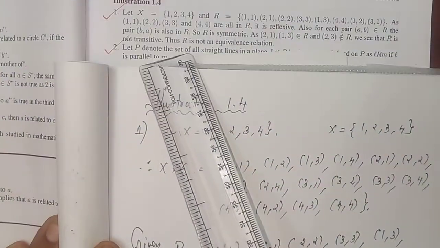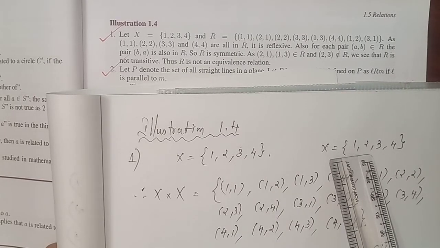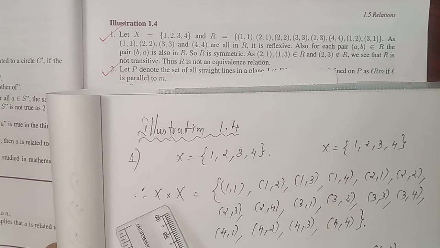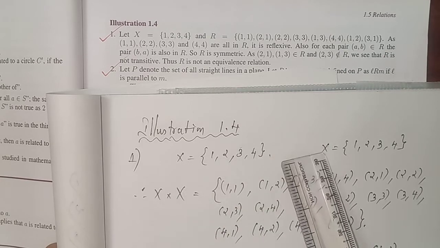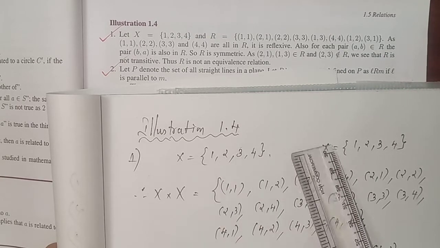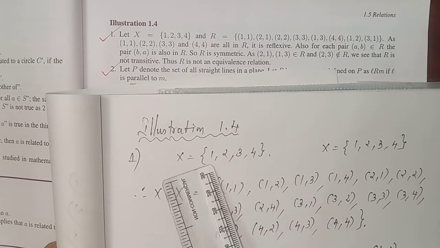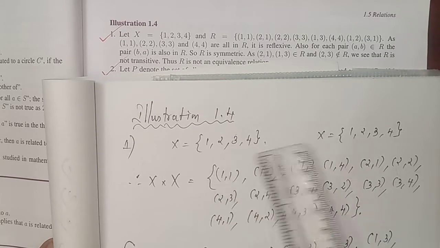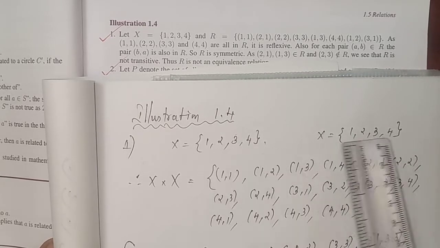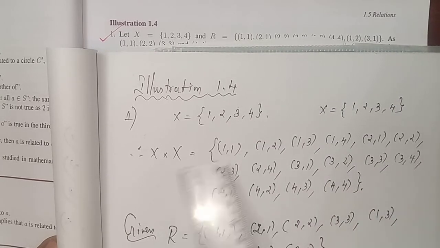Since you are given only one set X, I have written X two times, because we have to find A cross B. Instead of A cross B, we have X only. This is A, this is B. So instead of A cross B, what do I have to say? X cross X. You know how to find the cross product. Very simple. Start with 1: (1,1), (1,2), (1,3), (1,4). Like that, (2,1), (2,2), (2,3), (2,4), (3,1), (3,2), (3,3), (3,4), (4,1), (4,2), (4,3), (4,4). I have written everything. Now the given relation, here it is.